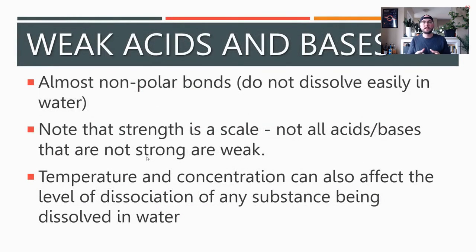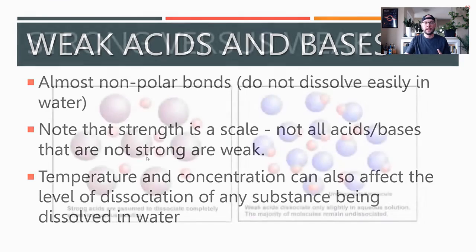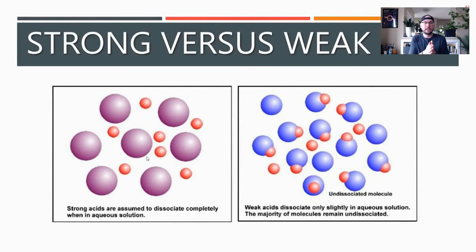All right, the reason why these acids are considered to be weak is because they have almost non-polar bonds. They're built differently, right? They're polar covalent as opposed to ionic, which means that water can't dissociate or pull them apart as easily. Okay, and then we have to also recognize that not all acids and bases are strong or weak. There's really kind of a spectrum here. They can be strong in certain situations and weak in others because temperature and concentration of the solution affect their strength. What we're going to look at is a nice little diagram of the difference between strong and weak.